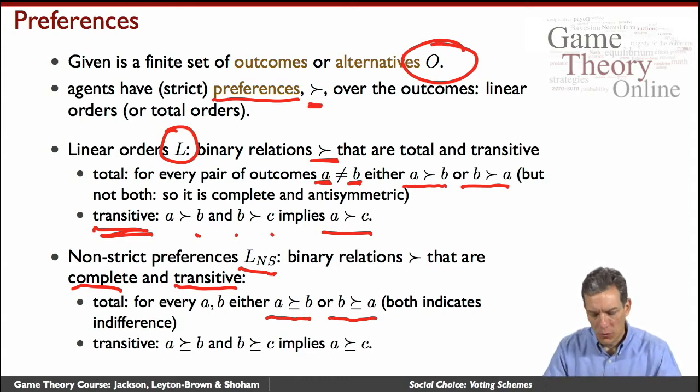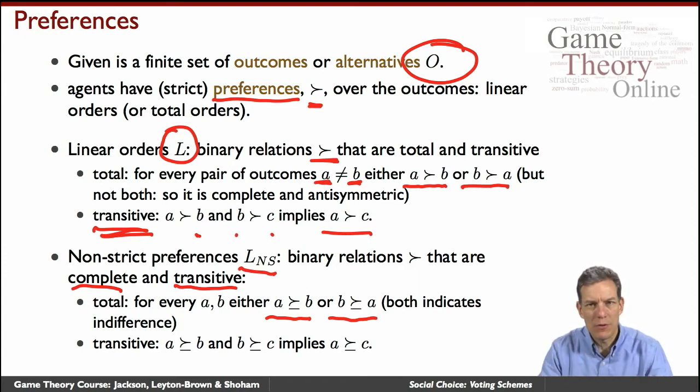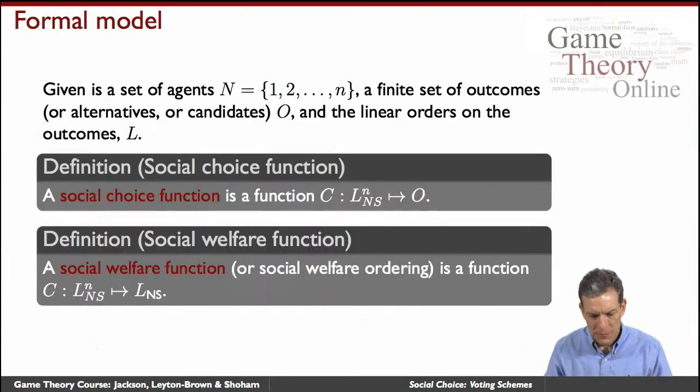So we'll allow for non-strict preferences as well. Okay, so those are going to be preferences. Those are the objects that we're going to assume people have, and then based on those, we try and make a choice for the society.